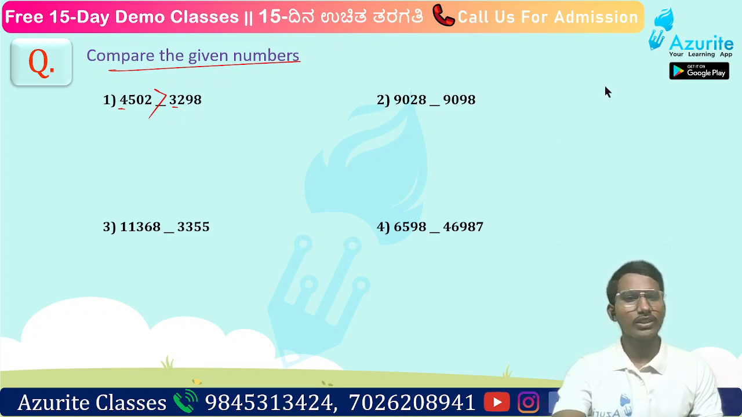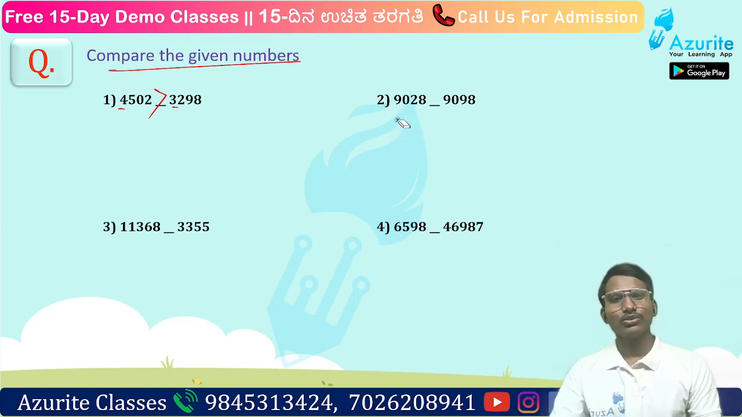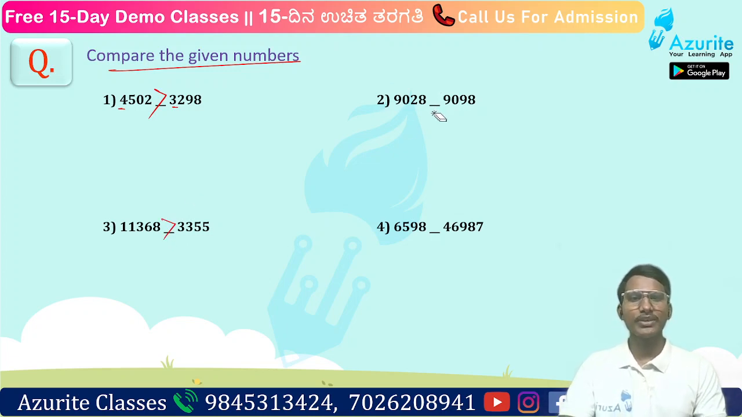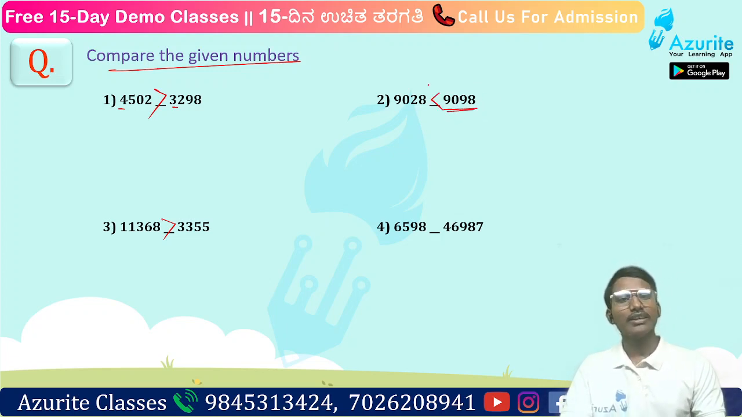Next, what about the second question, which is bigger? Yes, sir, 11,368. No, I am asking about the second one. Okay, so here you are telling 11,368. Okay, so sir, here 9,000. 11,368 is bigger. Very good. Okay, in the third question, which is bigger? 9,098. Yes, so that will be the bigger number.